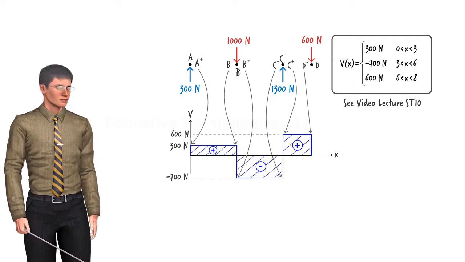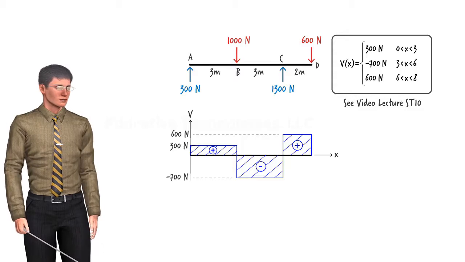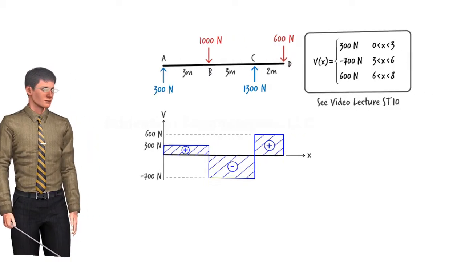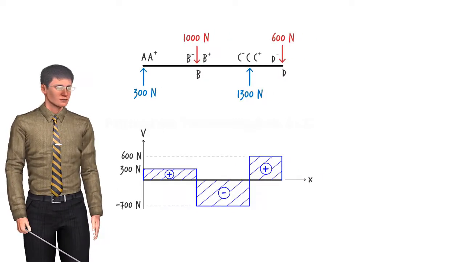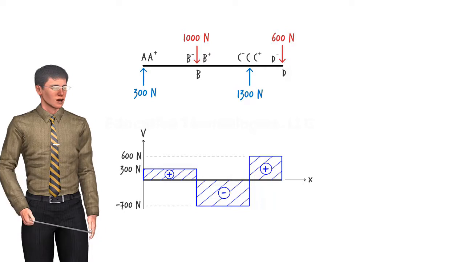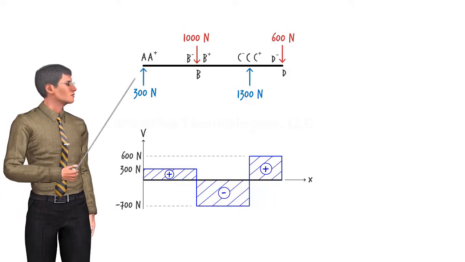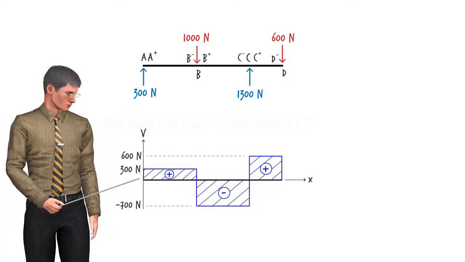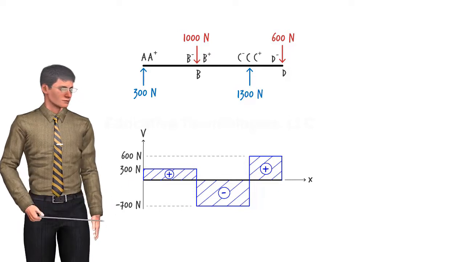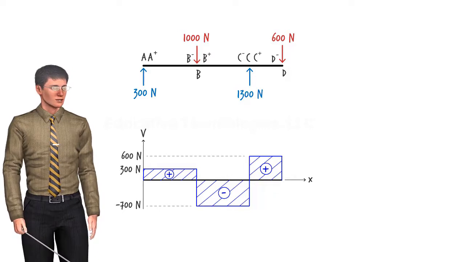Let us devise a technique for constructing the shear diagram directly from the free body diagram by closely examining the relationship between the two diagrams. Starting from the left end and working toward the right end of the beam, we can correlate the diagrams in the following way. There is an upward force of 300 newtons at A. This corresponds to a jump in shear value. It jumps from 0 to 300 newtons. So we can say an upward external force on the beam causes an increase in shear value.